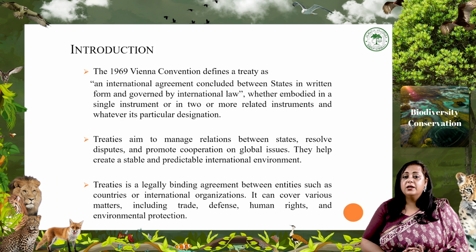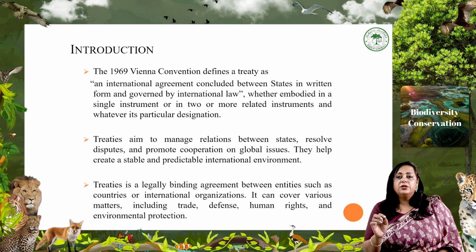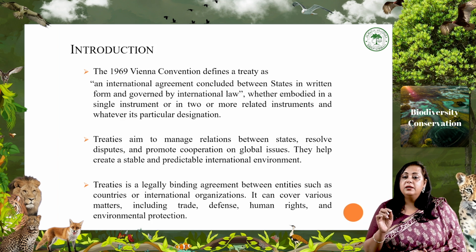In 1969, the Vienna Convention took place and it defines a treaty as an international agreement concluded between states in written form and governed by international law, whether embodied in a single instrument or in two or more related instruments, and whatever its particular designation. States are actually the countries. So it is an agreement between countries in written form, governed by international law.